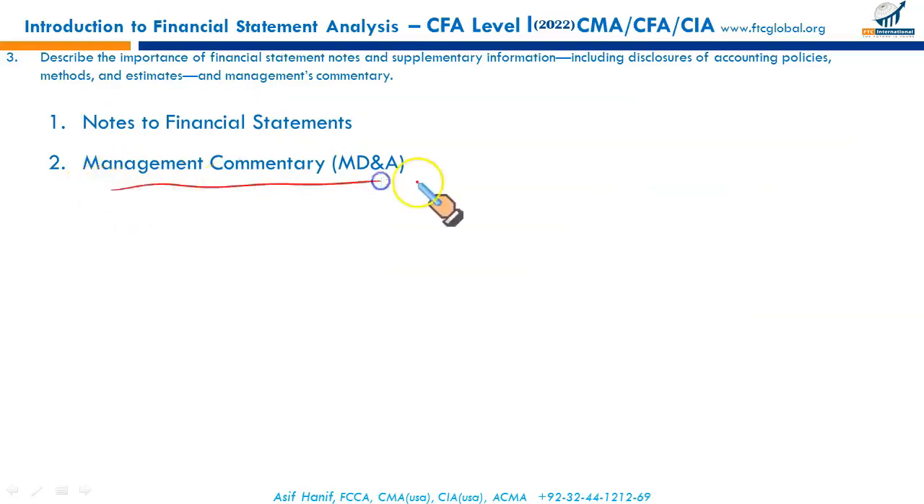So management commentary is a part of financial statement and it is not audited. Remember, notes are audited. Financial statements, balance sheet, income statement, cash flow statement, change in equity, they are all audited, but management commentary is beyond the purview of the auditor's scope. So what do we have in management commentary? Management commentary addresses the nature of business.